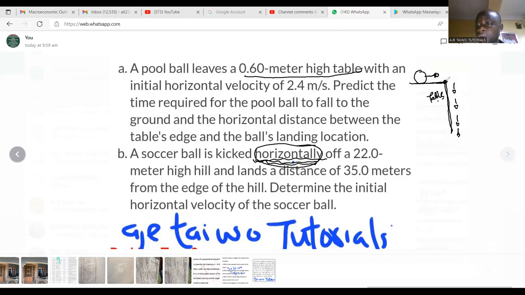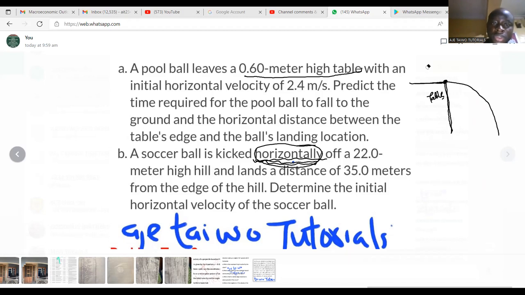This is how you will come down. You cannot come straight down like this, it's not possible. It's just impossible to come straight down. So if the pool ball is kicked, just watch. The pool ball is kicked from the table.